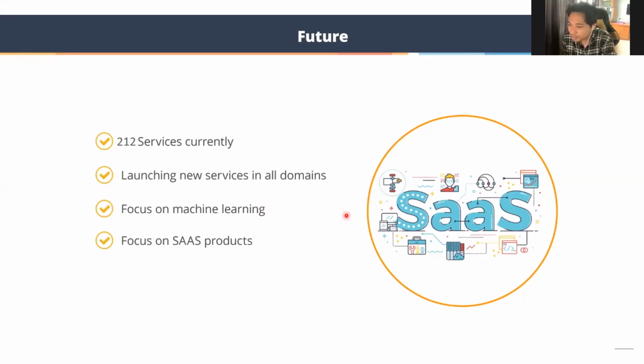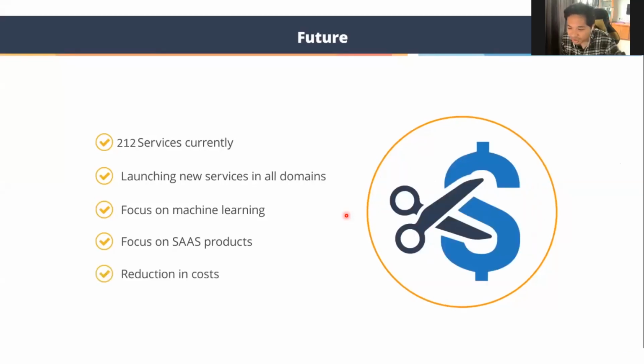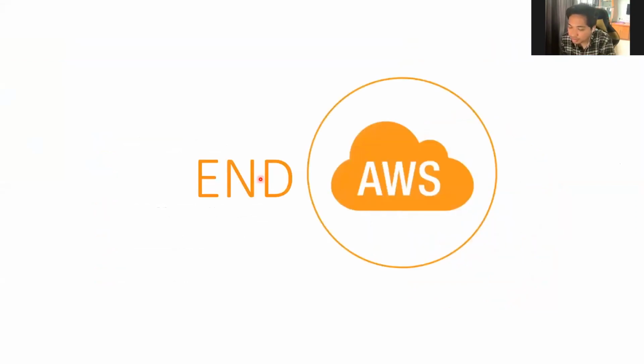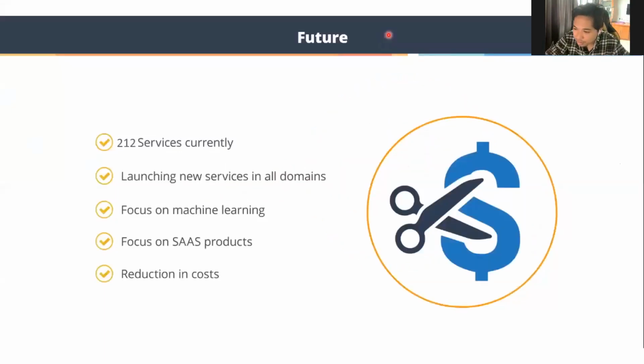Watch out for those services that will emerge. And reduction of costs. So gumagawa rin ng paraan si Amazon na mapamura yung serbisyo nila, again, para mas maraming customer. And mas maging price cost. So end na siya, pero bago tayo mag-end, let me show you a copy or what it looks like or what Amazon looks like.